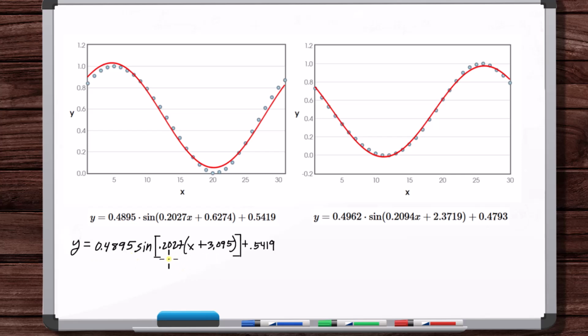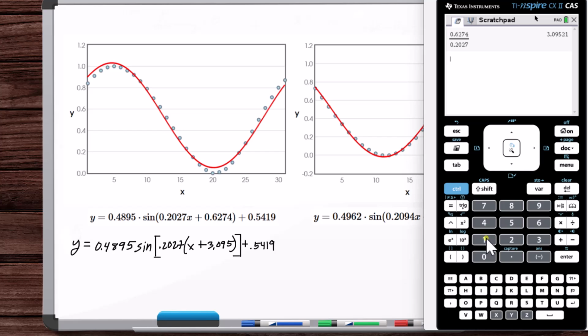It's going to be 2 pi divided by 1 over this. So 1 over 0.2027. That's what we've scaled up about the x-axis. We've stretched about the x-axis by this factor.